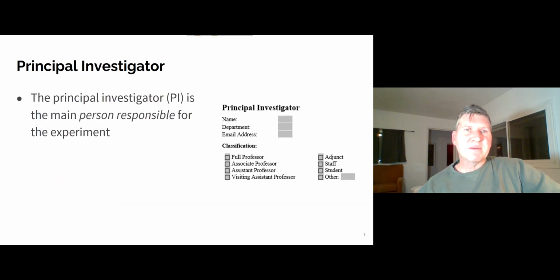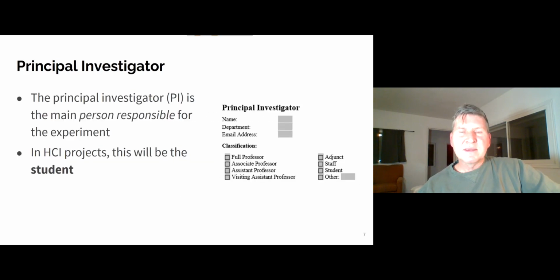Next, we want to put down the principal investigator, or PI. This is the main person responsible for the experiment. So with HCI projects, this will be the student, and you can see the information that they want you to provide.